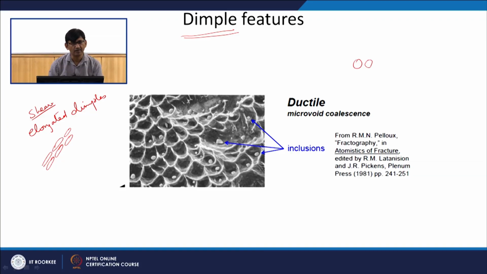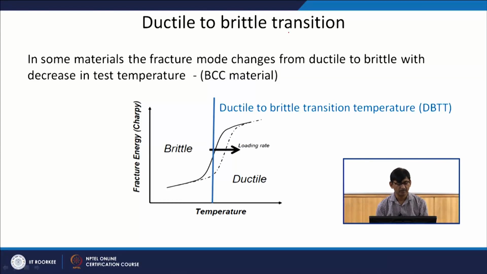Now, there is another problem with a few materials, and that is that they behave differently under different modes at different temperatures. This is what we call the ductile to brittle transition. In some materials the fracture mode changes from ductile to brittle with a decrease in temperature, and especially BCC materials are susceptible to this. If you see, this is fracture energy, that means how much energy is absorbed by the material during the fracture process. At high temperature it is behaving in a ductile manner.